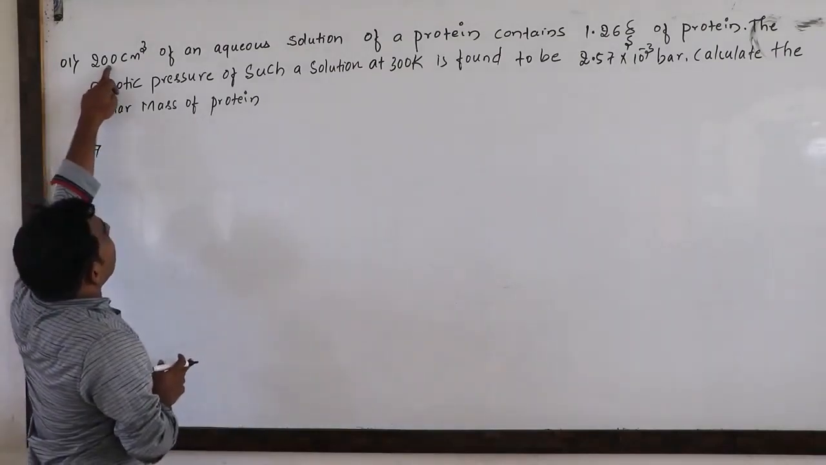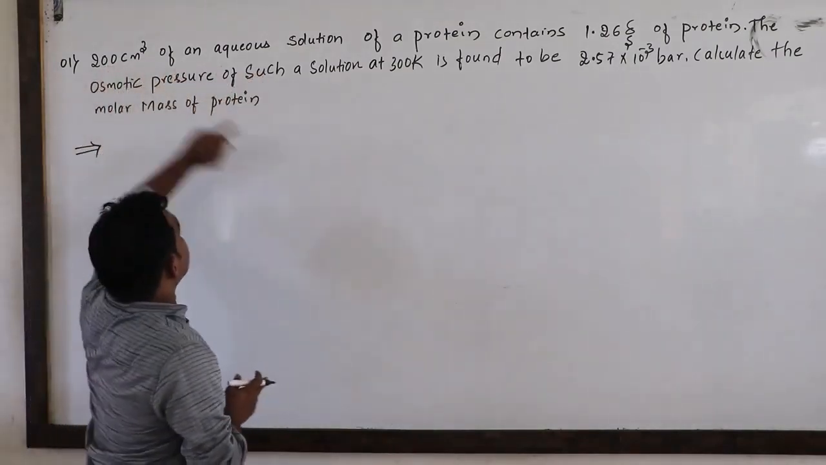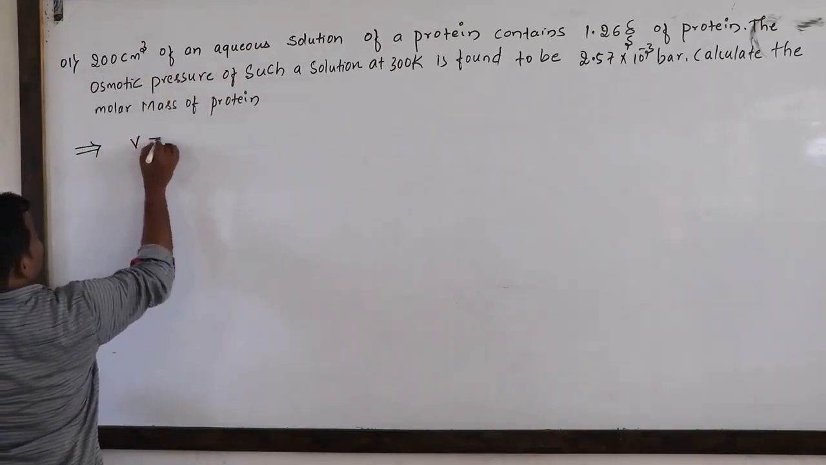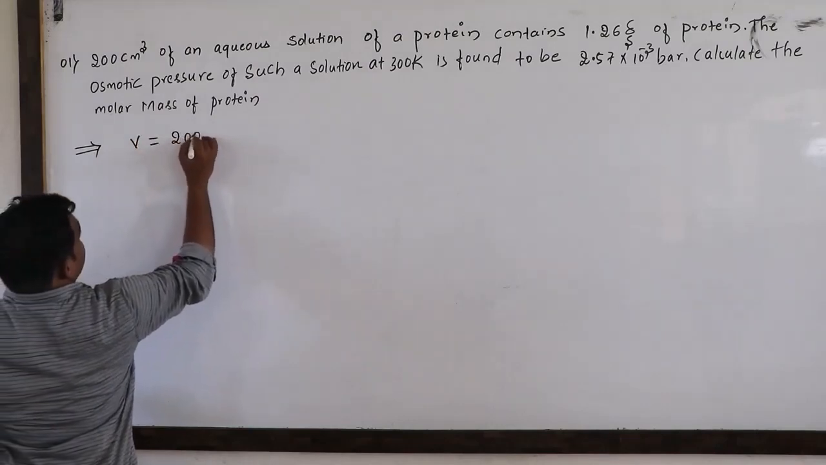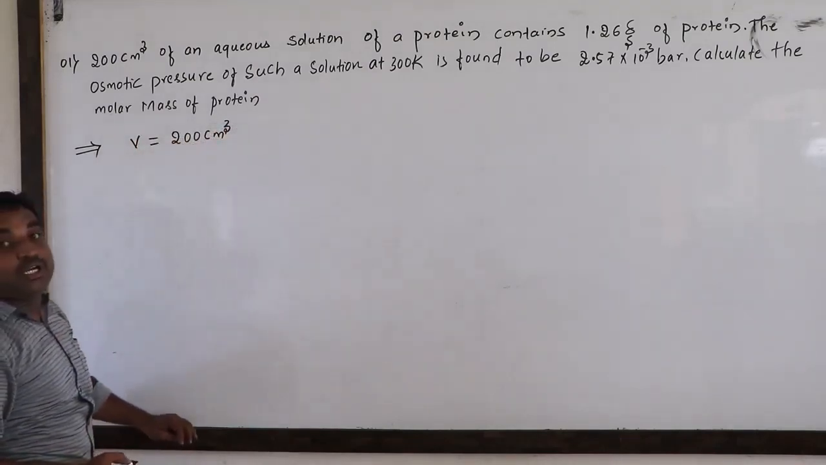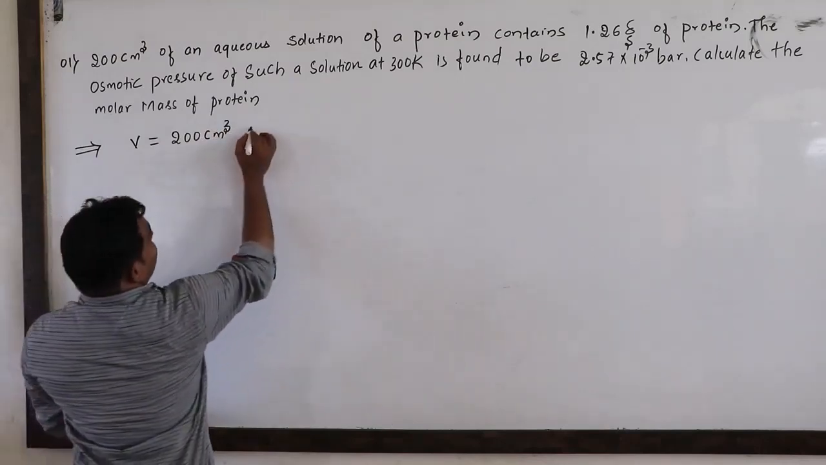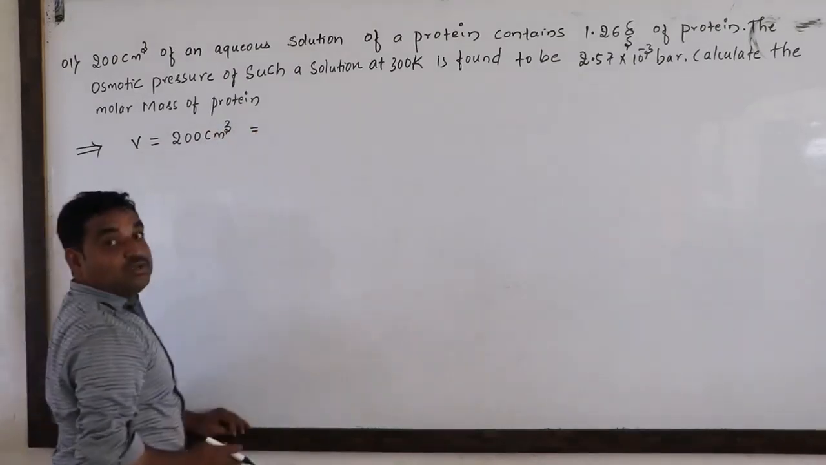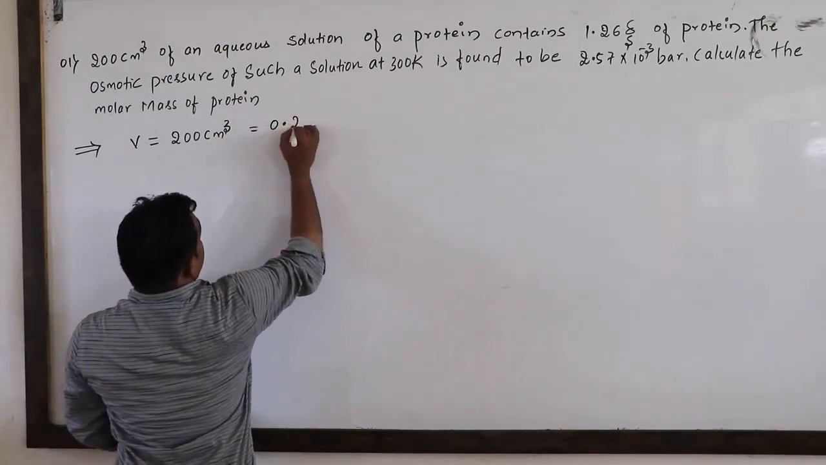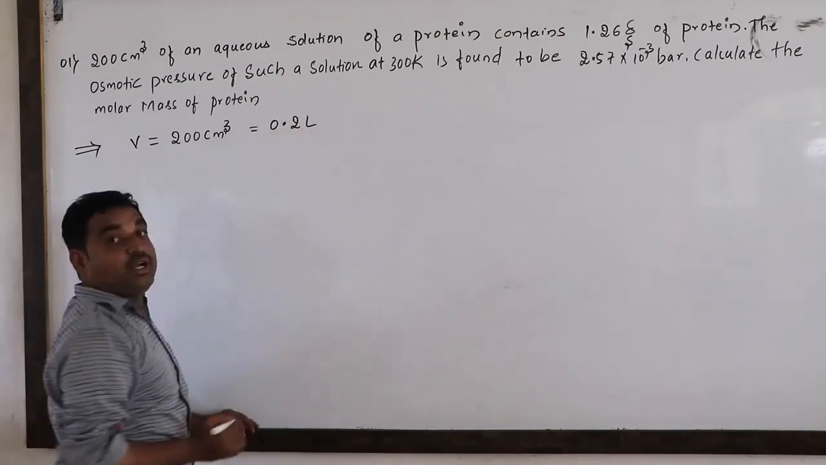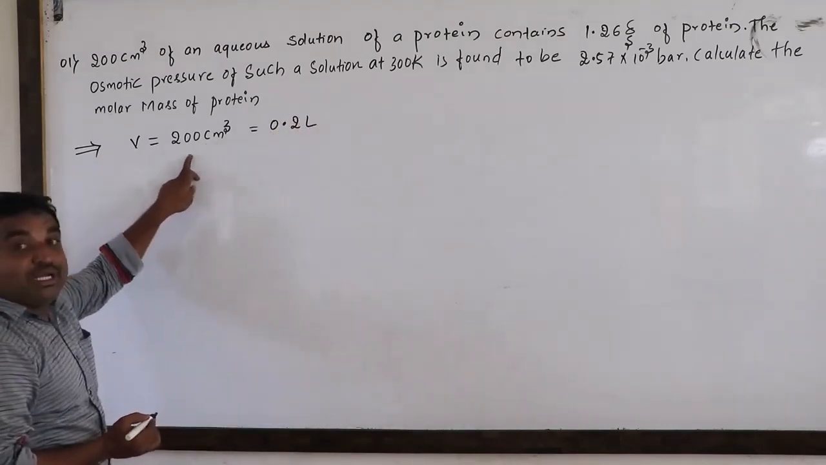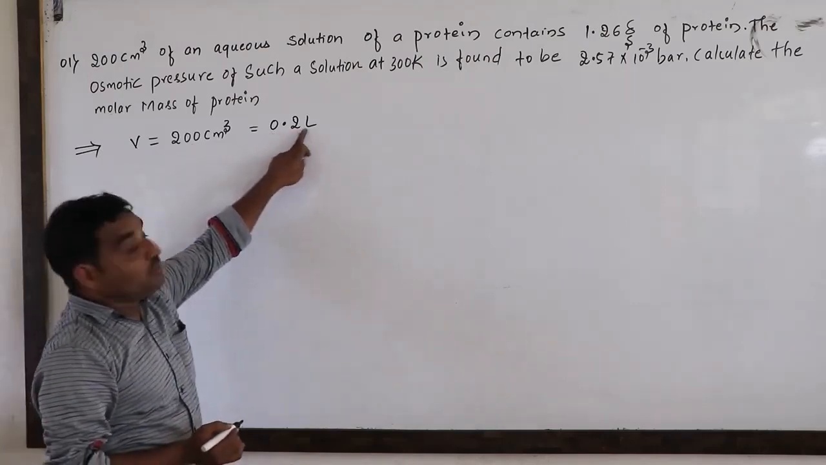What they have given, you first have to remember. Right here, 200 cm cube of an aqueous solution. The volume is given in cm cube. So the volume is equal to 200 cm cube. We have to convert it into liters. 200 divided by 1000, since 1000 ml means 1 liter, so that is 0.2 liters. 200 cm cube divided by 1000 gives us 0.2 liter.